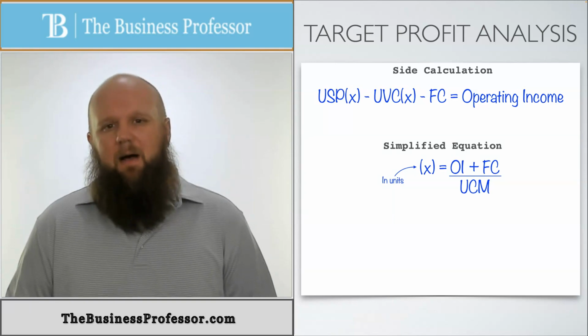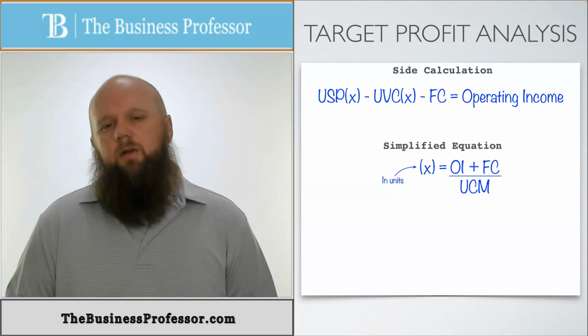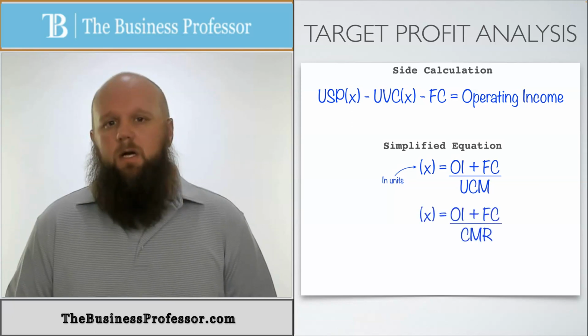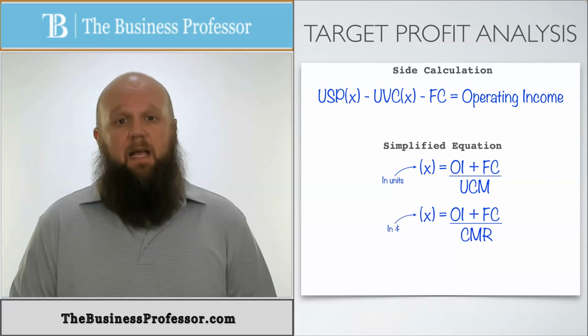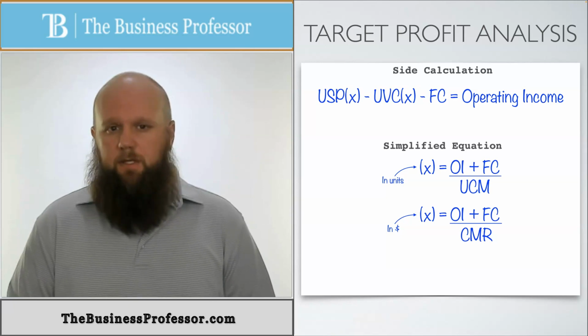However, if it says how many dollars need to be sold in order to hit this target profit, then you're going to change the denominator. Instead of using UCM, you're going to use the CMR, or the contribution margin ratio. The best way to think about this is, if it's asking in units, you use the margin. If it's asking for the answer in dollars, you use the ratio. Ratios yield dollars, margin yields units.